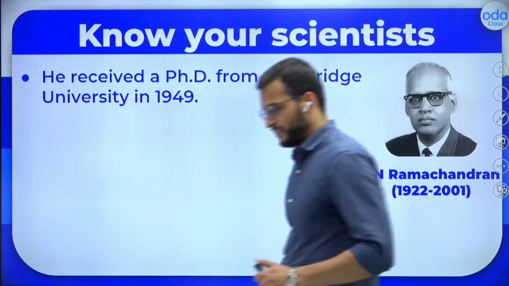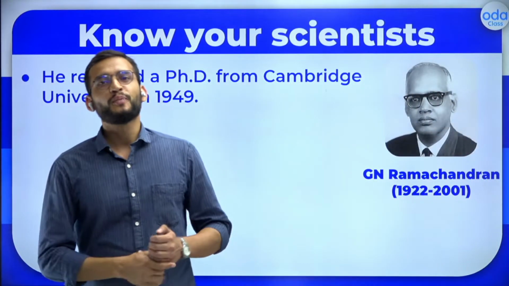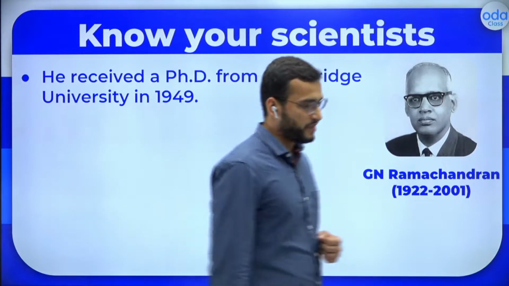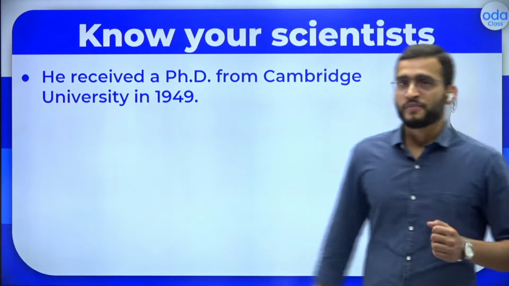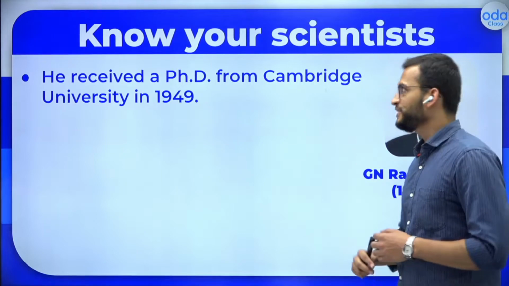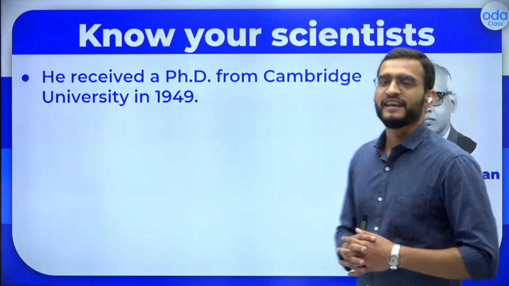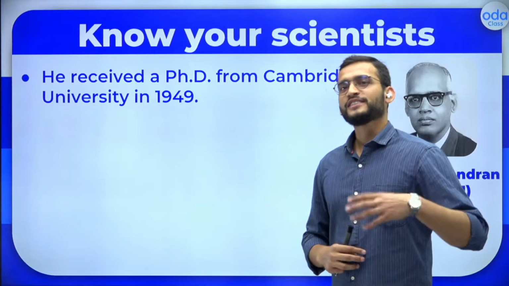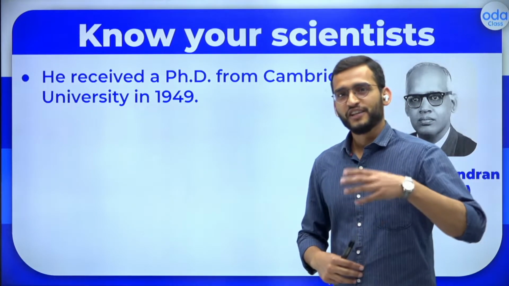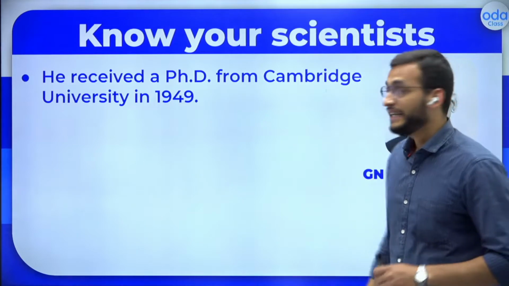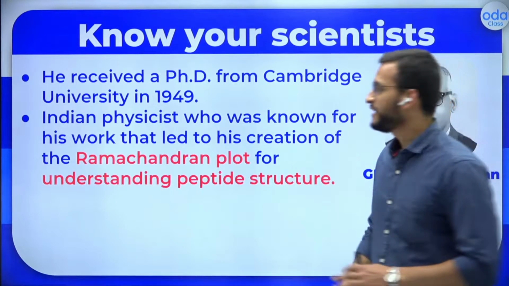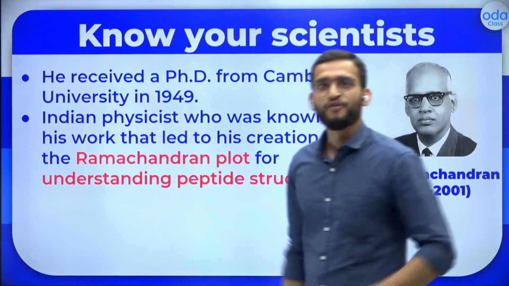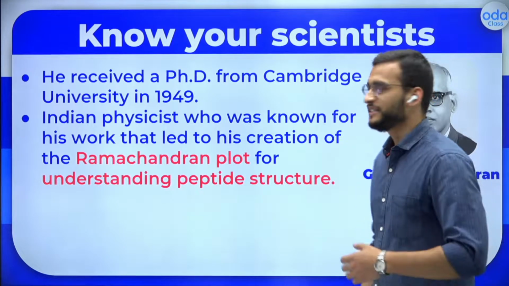So talking about the great scientist, which is also mentioned in your NCERT textbook, which is G.N. Ramachandran. So he received his PhD from Cambridge University, 1949. Now, very interesting thing about him. Although his contributions are there in the field of biology, but actually he was an Indian physicist. Just imagine a person from physics working on the concepts of biology.